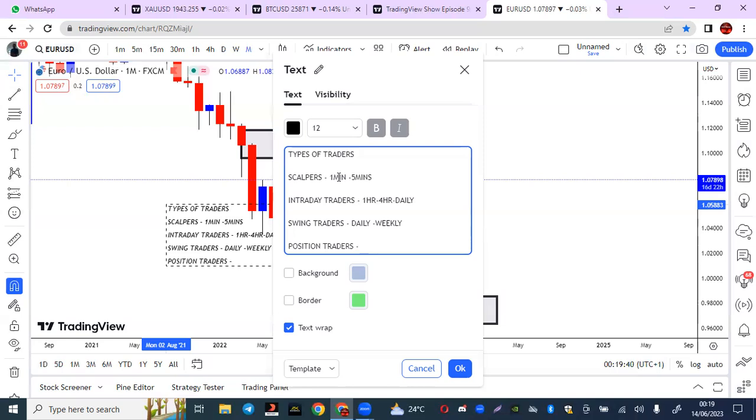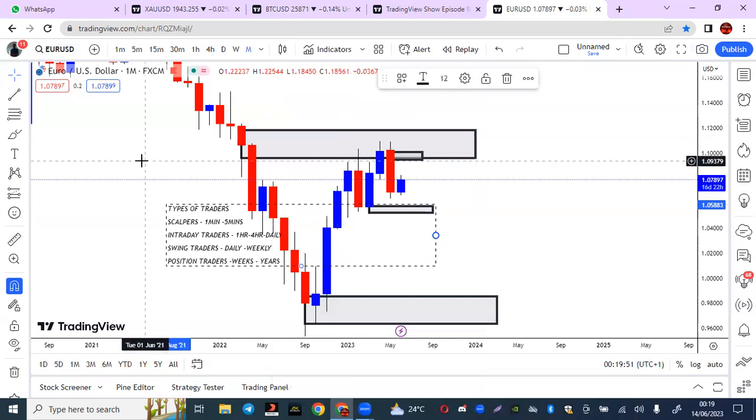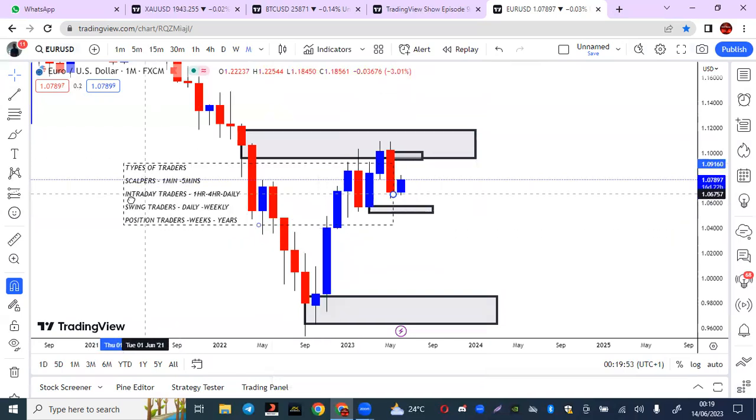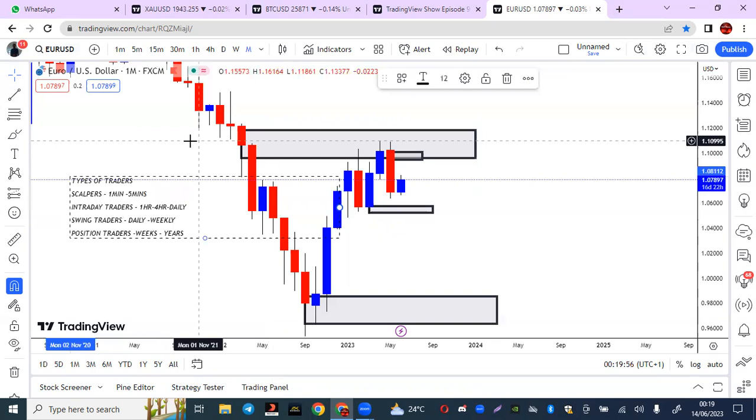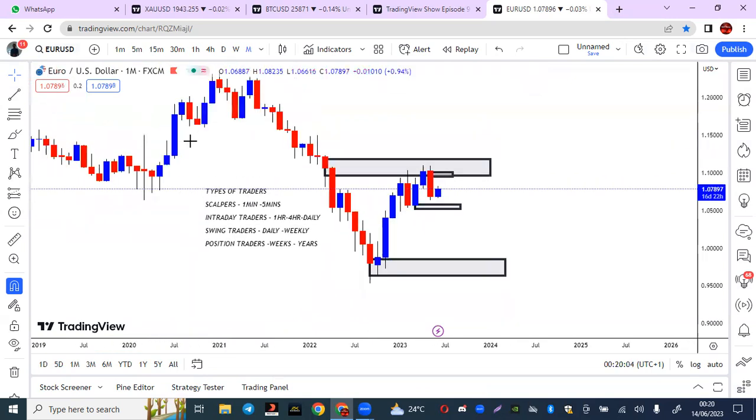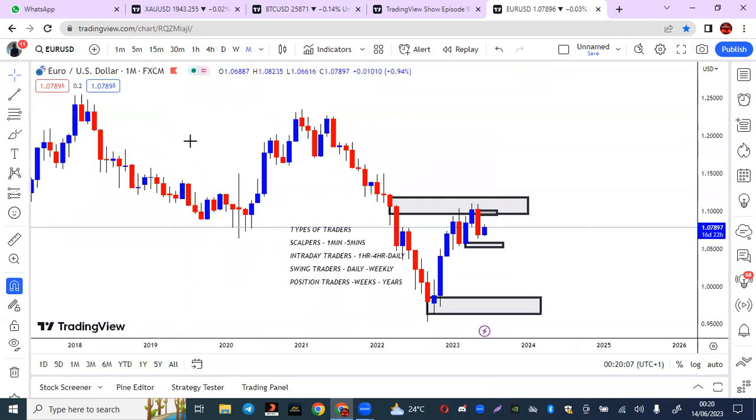Then position traders usually hold their trades for weeks to years. The person who actually mentored me is a position trader. He usually takes his trades from the monthly time frame, and he can hold a trade for as long as months and years. I was shocked. There was this particular EUR/USD trade he took from around here, and he was still holding it up to this point.